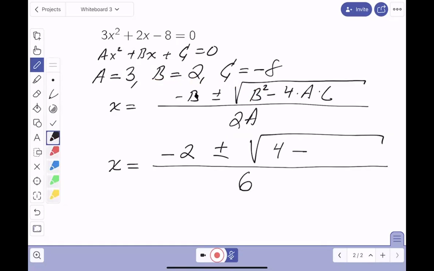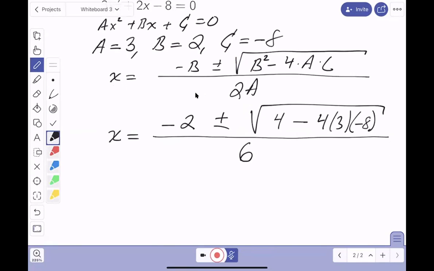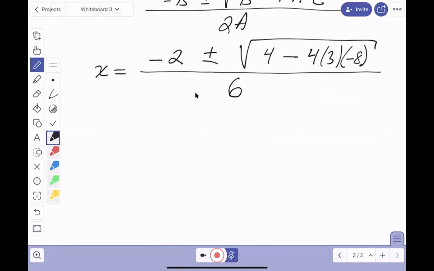Minus, here comes the tough part, 4 times a is 3, and what's c? -8. All right, so at least I wrote it down. Now my question is, can I do the arithmetic or simplification? I think so.